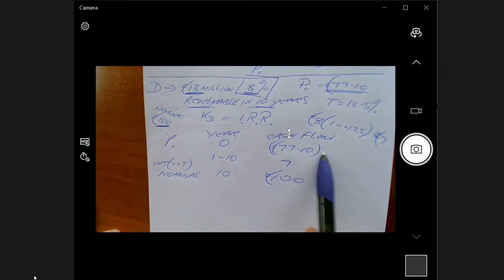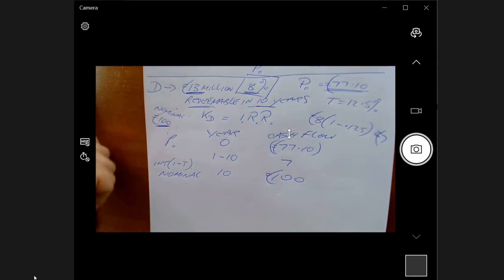So that's the current market price. This is effectively a saving. If they buy it back today, they won't have to pay out 7 every year effectively for 10 consecutive years, and they won't have to pay out 100 at the end of the 10-year period.